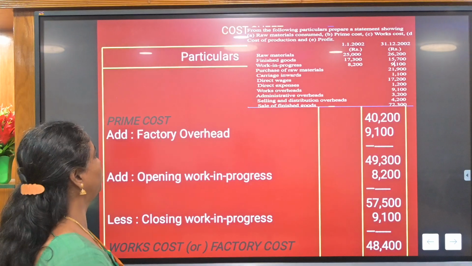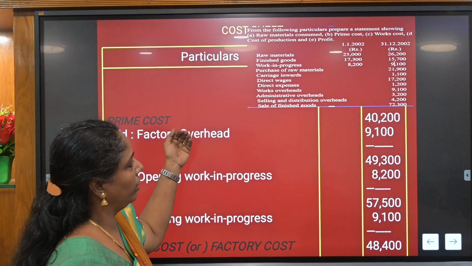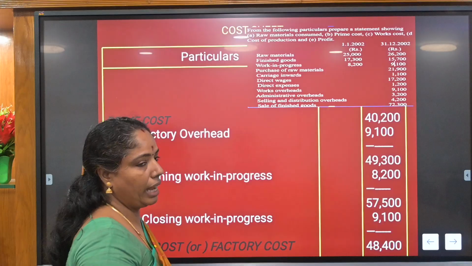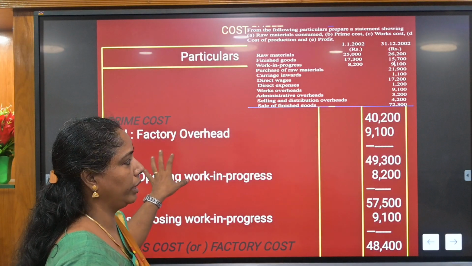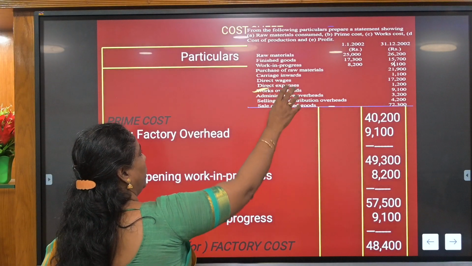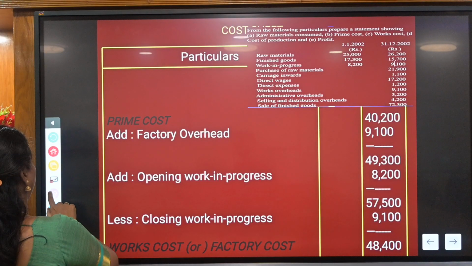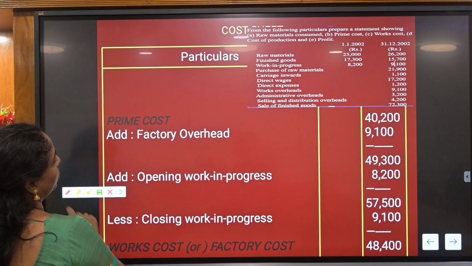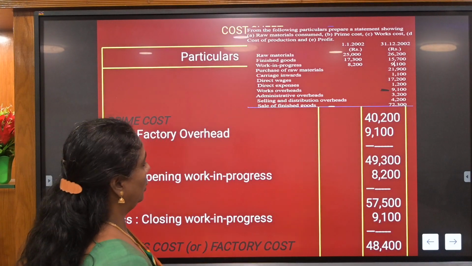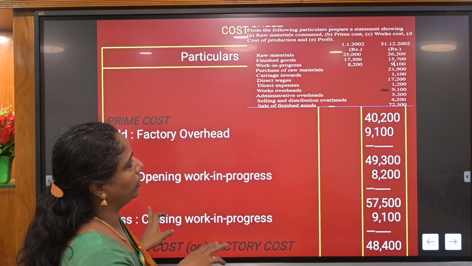Next step, what we have to do is add factory overheads. Here the information is given directly, so no further information. If we have further information, we have to work it out in the inner column, then transfer the amount to the outer column. Here they give works overhead, which is otherwise known as factory overhead. So factory overhead amount is 9,100, and we add it.